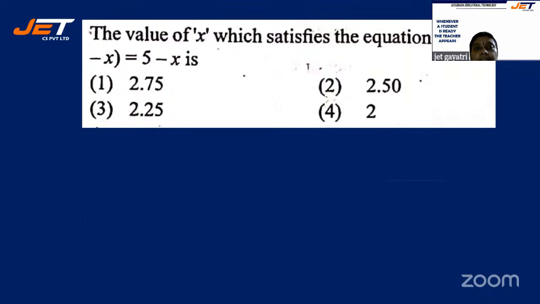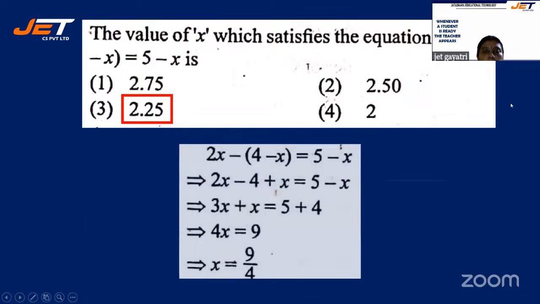The value of x which satisfies the equation 2x minus of 4 minus x is equal to 5 minus x. Some PPTs are not supporting the boards. No problem. See here. Let us try to expand this equation. 2x minus of 4 minus x is equal to 5 minus x.